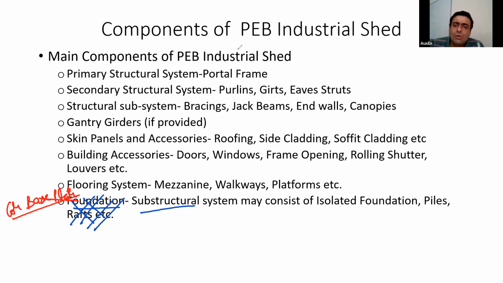During this course, we will be talking about the design and detailing of all these components: primary structural system, secondary structural system, subsystems, gantry girders. For skin panels, we will not be doing any design as such, but we will be trying to figure out what sizes you require. For doors and windows, again, there will be no design, but we would be trying to figure out what size you need to provide. All these things we will be covering. Any confusion till this point?